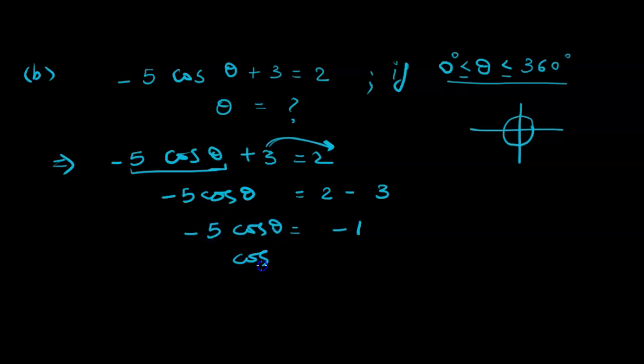Now we are isolating theta further by moving this over. The relationship between -5 and cos theta is multiplication, so when we move it on the other side, it becomes division.